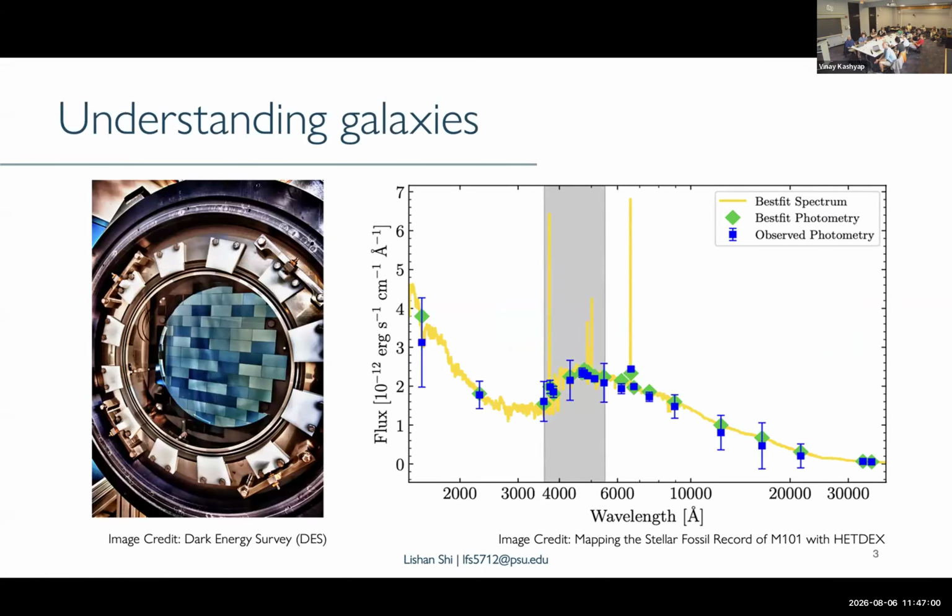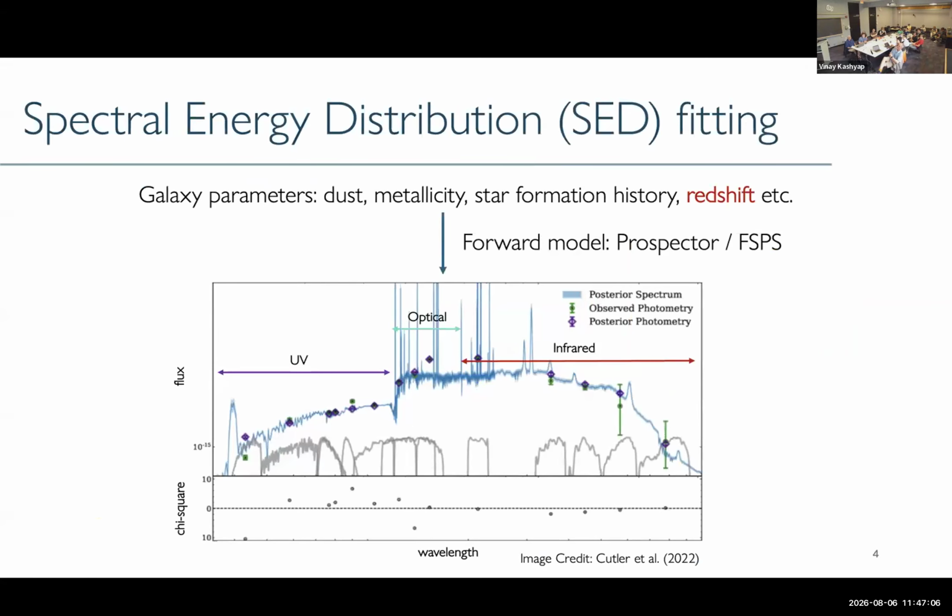So I think everyone knows what photometry is, so I'll just give the introduction here. Once we get this raw photometry, we want to obtain galaxy parameters, and in astronomy, people use this SED fitting tool. You have some values of the galaxy parameters, and you use the forward model to generate the synthetic spectrum, and you take some integrals to get the synthetic photometry. So the goal is to find parameters such that your simulated photometry is most consistent with the observed photometry.